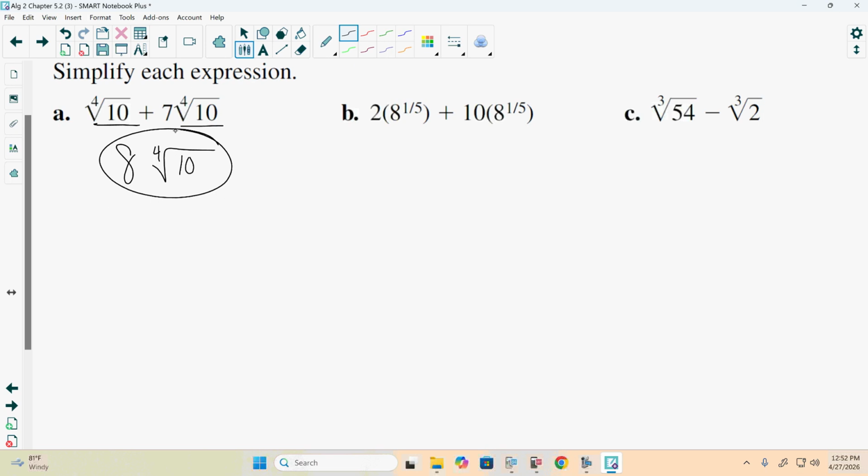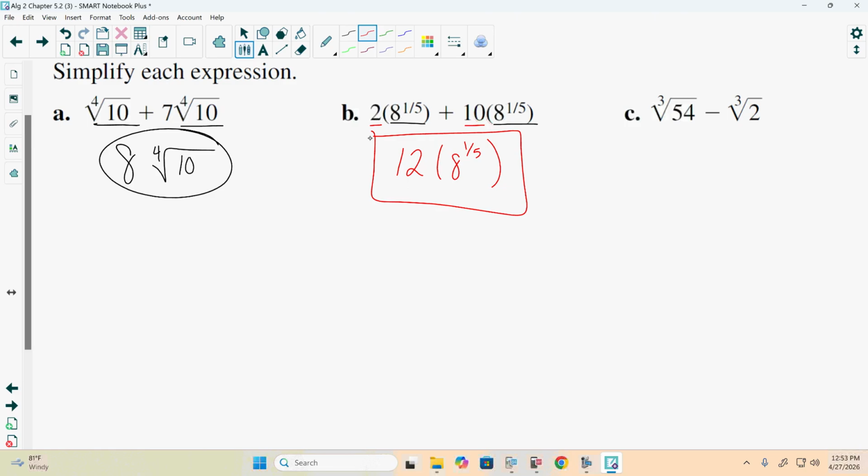If we look at the next one, I have 2 times 8 to the 1/5 plus 10 times 8 to the 1/5. I mean, we could write 8 as 2 to the 3rd, which would be 2 to the 3/5, but it doesn't simplify any further than that. But what this is telling me here is I have 2 of them, and I'm adding 10 more to them because they both have 8 to the 1/5. So 2 plus 10 is 12, 8 to the 1/5. There are 12 of them. Questions on A or B?